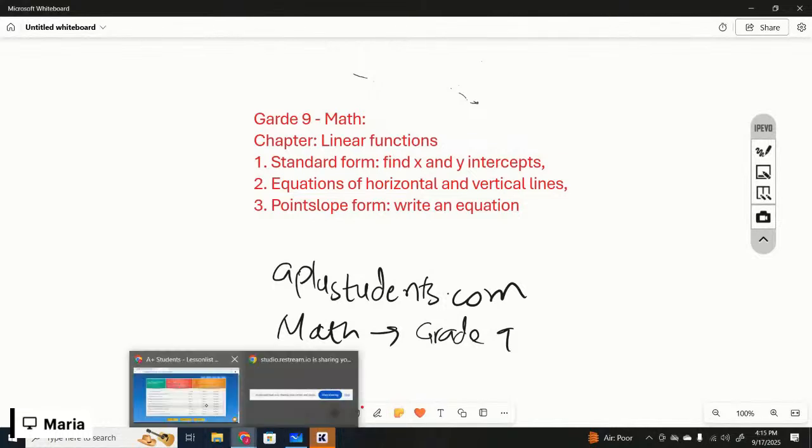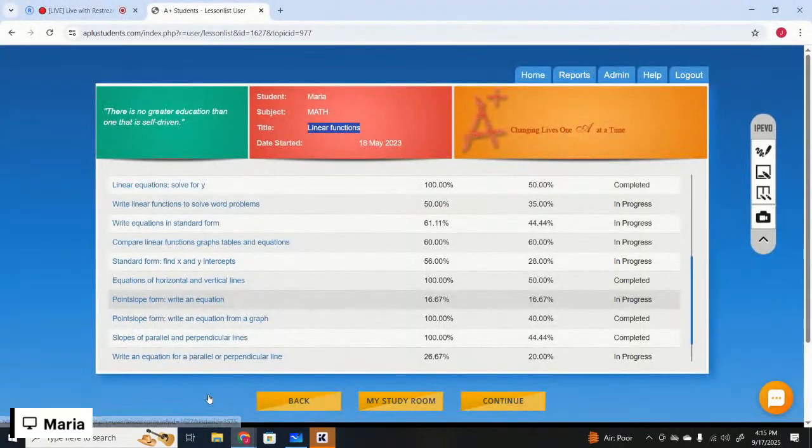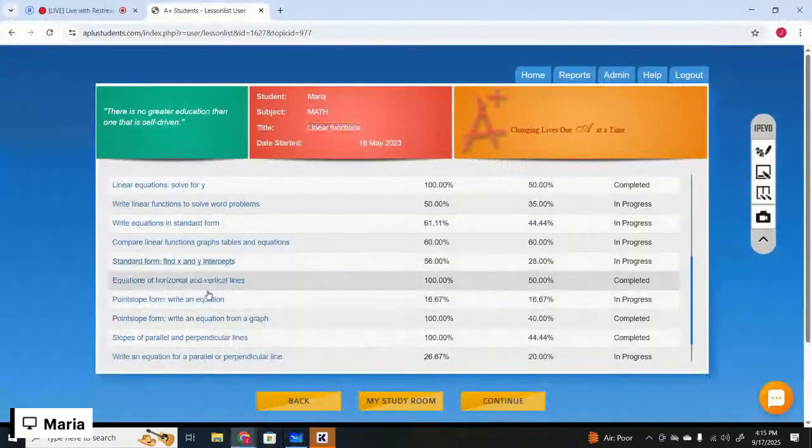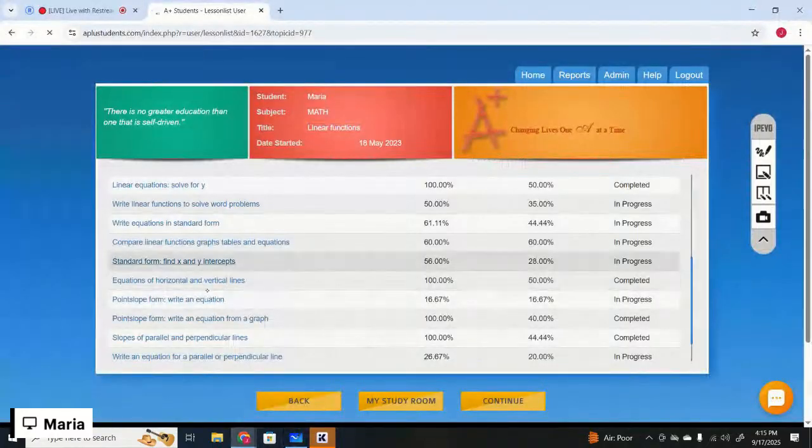So please make sure you have your notebook and pencil so that you can note down the important examples and definitions as well. Here I am on grade 9 math. Chapter we're on right now is linear function. Let's just start with the lesson that is standard form, find x and y intercepts.